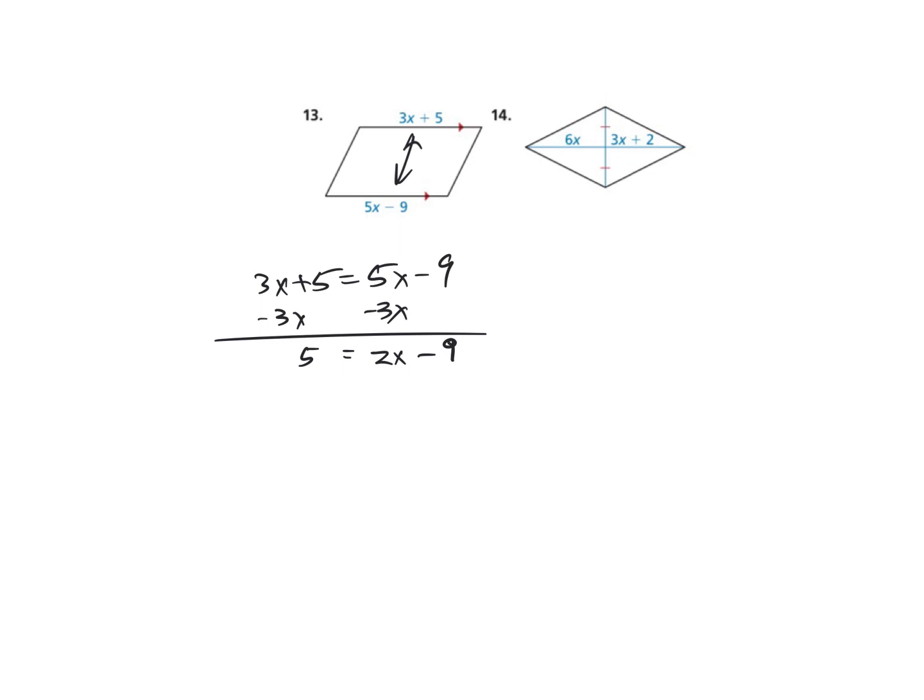All right, so now we add 9. So 14 equals 2x, and divide off the 2, x is equal to 7.